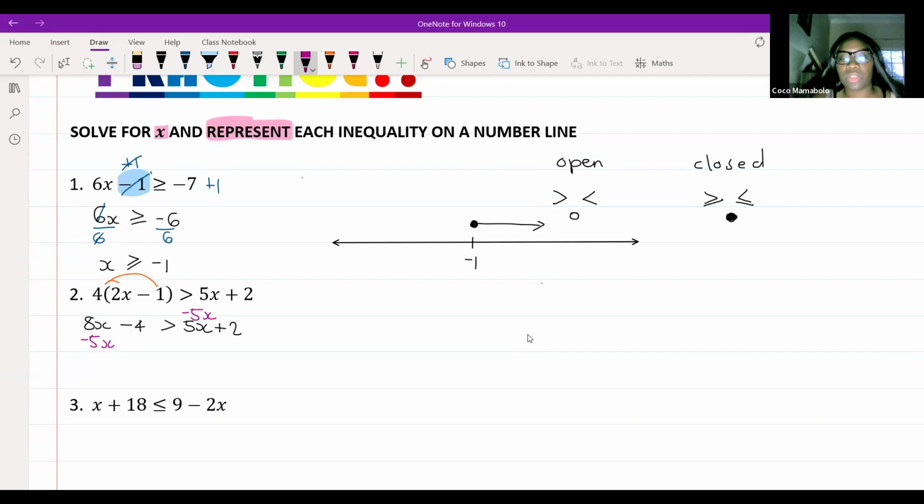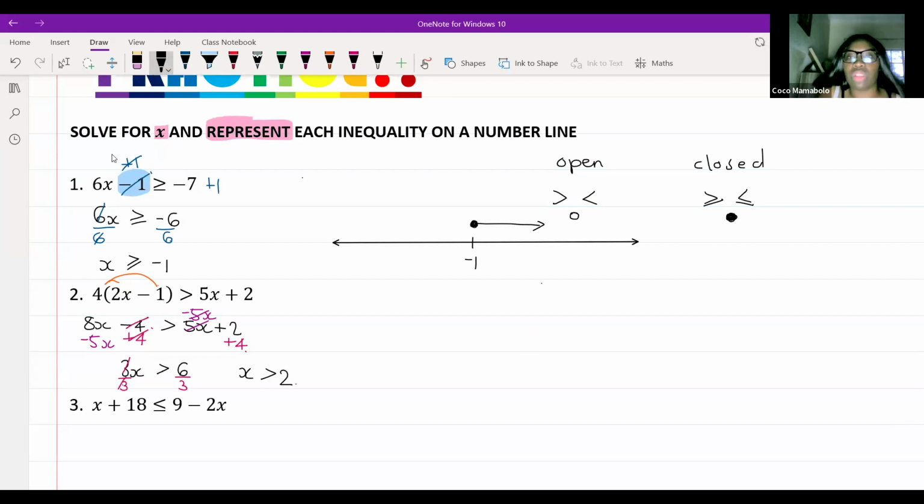All right, so 5x minus 5x will cancel. And then I know I need to get rid of this -4, so I'm going to plus 4 on this side. So those two will cancel. 8x minus 5x is 3x, and that must be greater than 2 plus 4, which is 6. Then I'm going to divide both sides by 3. So x must be greater than 6 over 3, that is 2.